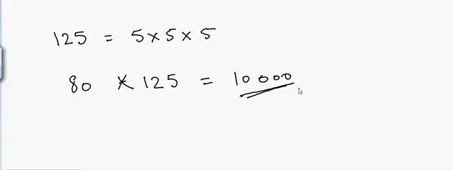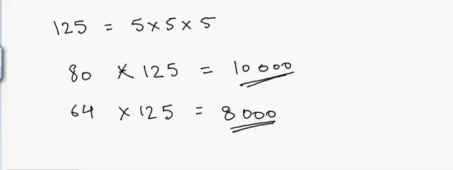Again, let's take another example. If I have 64, as we know 8 into 8 is 64. So in this case, if I multiply by 125, that will be equal to 8, because we divided 64 by 8, and then put 000 in the end. So it will be 8000.